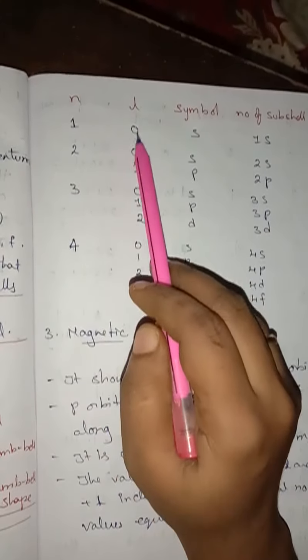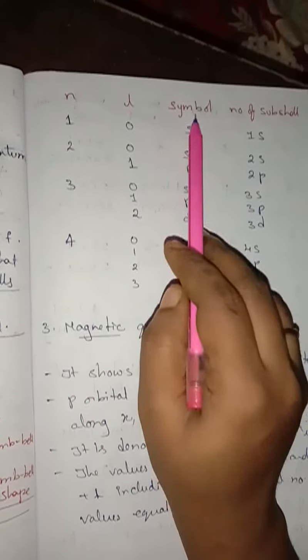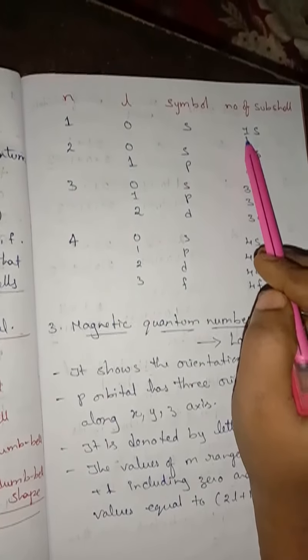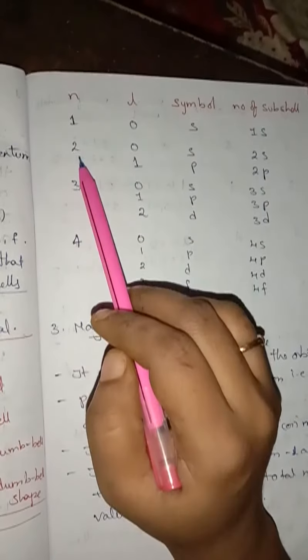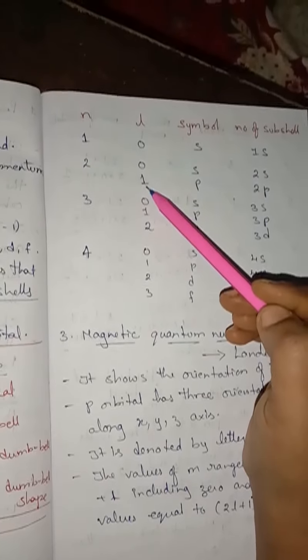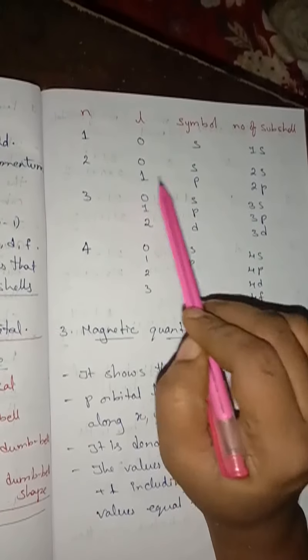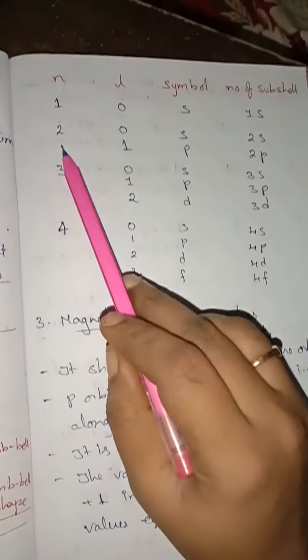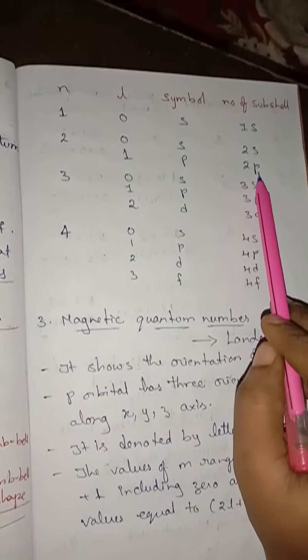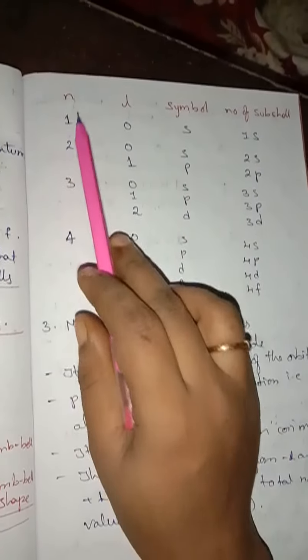Now we are going to compare the principal quantum number with the azimuthal quantum number. We take n. When n equals 1, l will be 0, so the symbol is s, and the subshell is 1s. When n equals 2, l equals 0 and 1, that means s and p. Since this is the second orbit, the subshells are 2s and 2p. Understand, children?